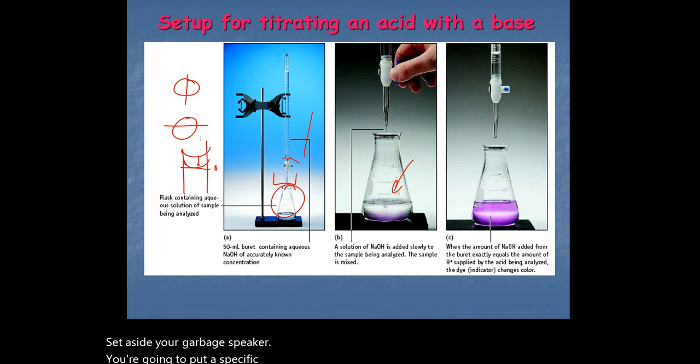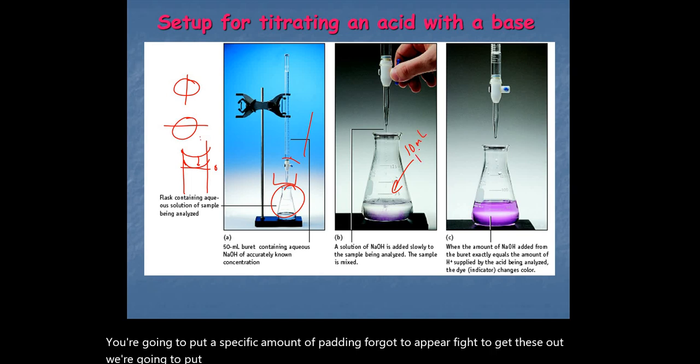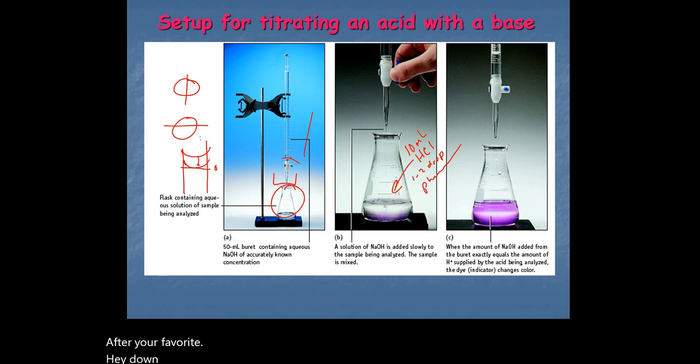In your flask, you're going to put a specific amount. We're going to put 10 milliliters of our HCl down here, and we're going to put 1 to 2 drops of phenolphthalein. Okay, down there. Now we're going to put it under, and you're going to swirl the flask as you drop in. As the drops hit the liquid, it will turn pink, but then it'll go clear.